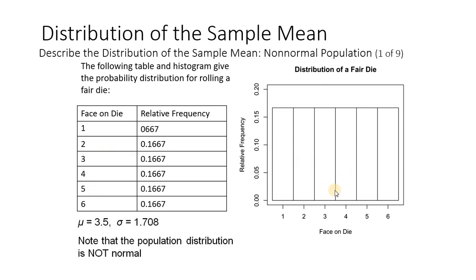As you see here, we have the histogram, which shows a distribution that is not bell-shaped, so it's not a normal distribution. It's more of a uniform distribution. We computed the mean. The mean was 3.5 and the standard deviation was 1.708. Note that, again, this distribution is not a normal distribution.